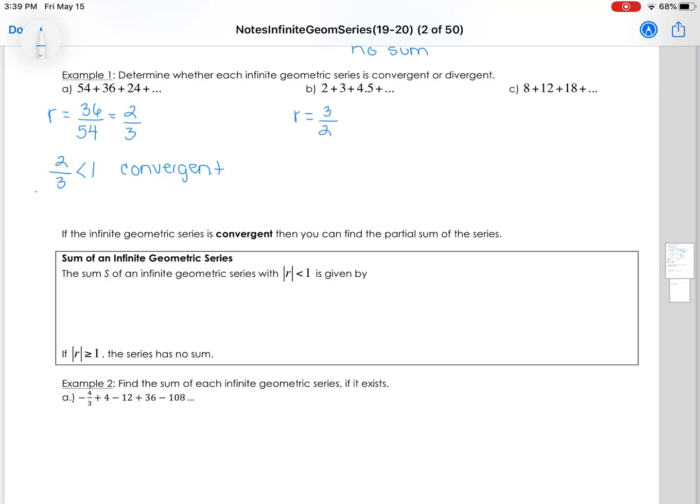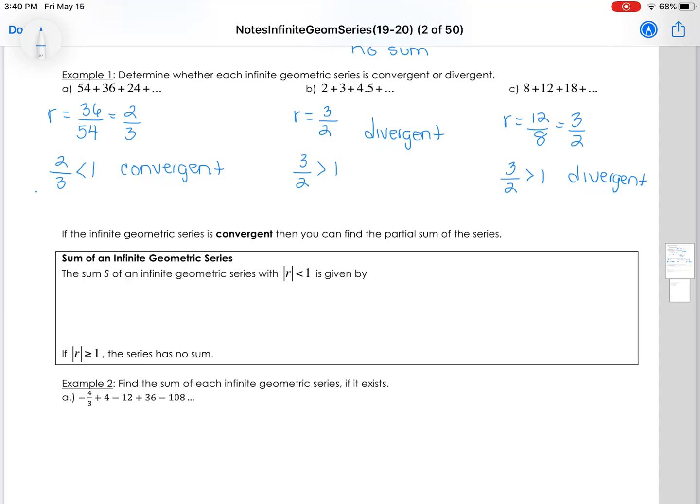The second one, we take the second term and put it over the first term, and we find that 3/2 is larger than 1, which means this is a divergent series. For C, we put the second term over the first term, and you can reduce that. We still end up with 3/2, same as B. 3/2 is greater than 1, so this is another example of a divergent series.